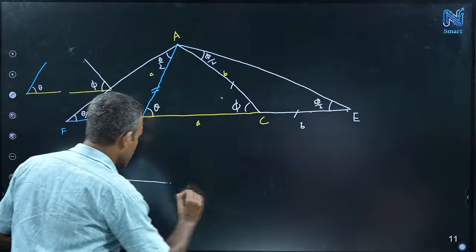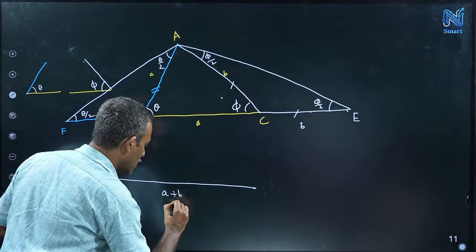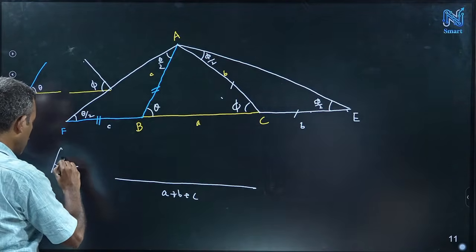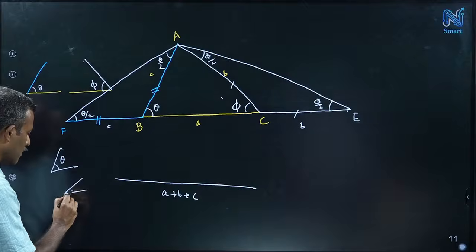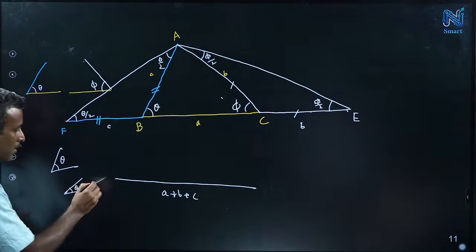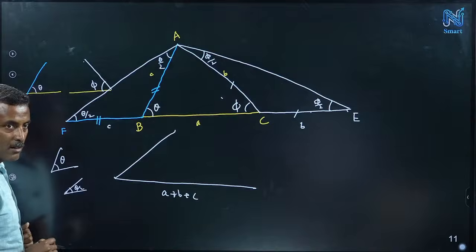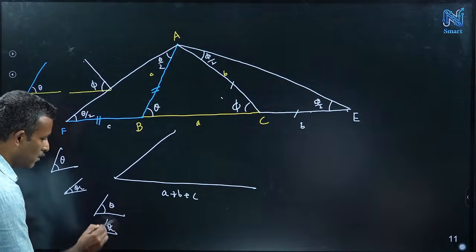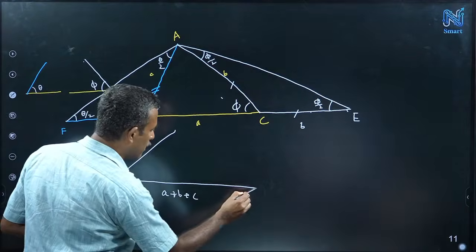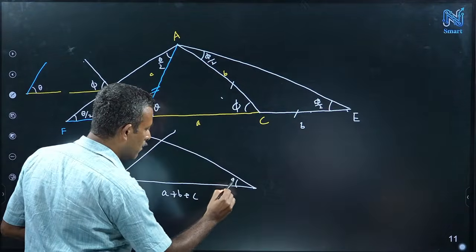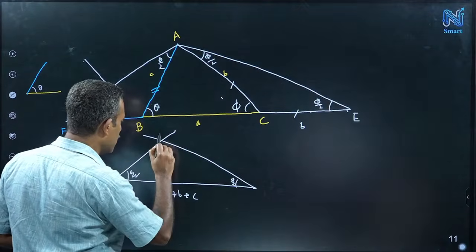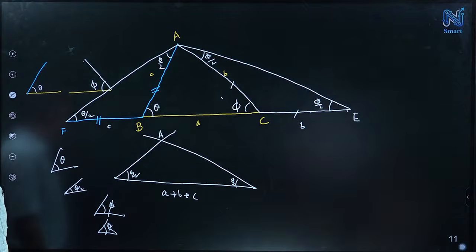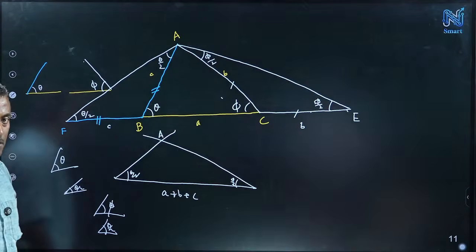So the idea is this: A plus B plus C, this is given to us, say 10 centimeter. Theta is there, from theta we draw the angle theta by 2, then replicate the angle here. Phi is here and draw phi by 2, and then replicate here, and this is the A point, right? Now we need B and C. How do you get B and C?